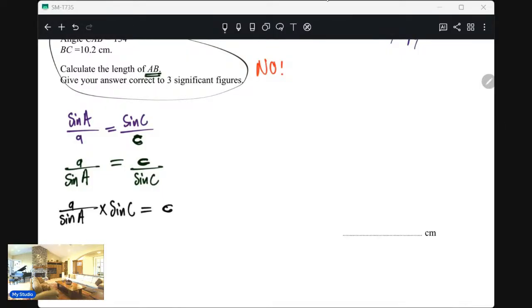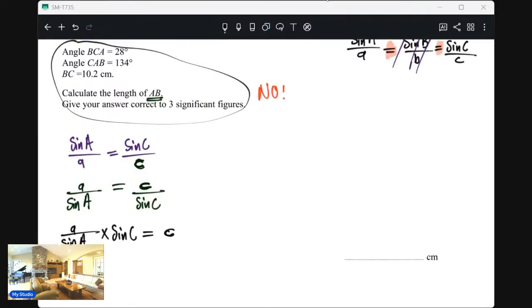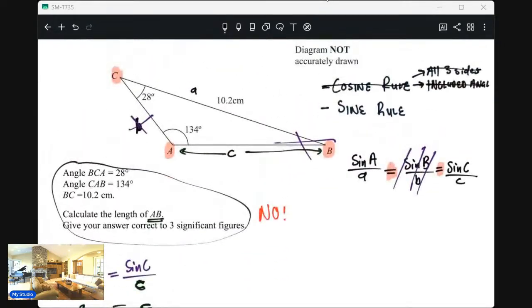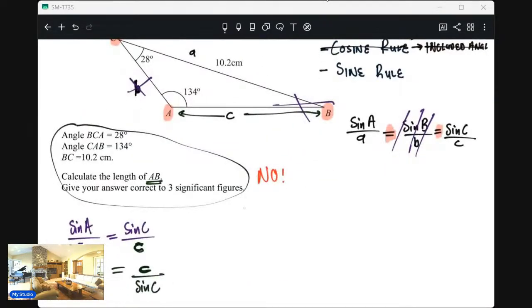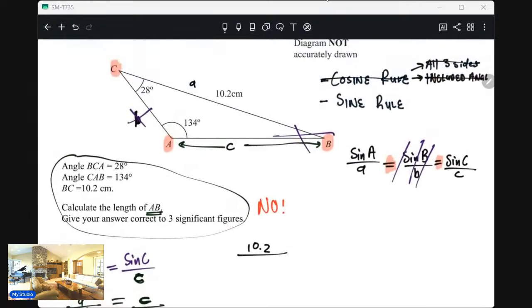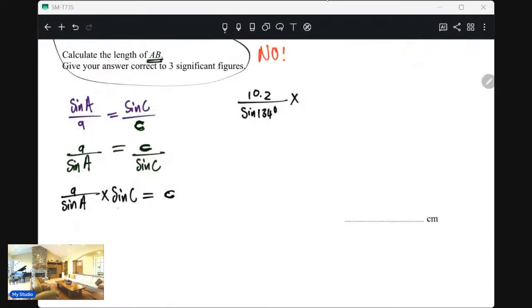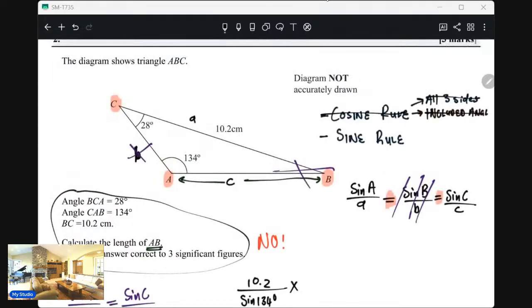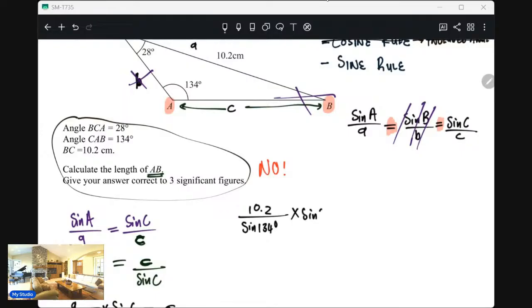Can you see what we have done? Are you sure? Now, what is small a? We are ready to find it. So 10.2 divided by, what is sine big A? It is sine of 134 degrees, multiplied by sine big C. What is sine big C? It is sine of 28 degrees. Don't leave out the sine, okay? And this gives you the small c which you're looking for.